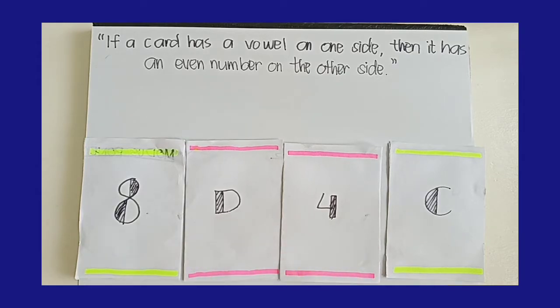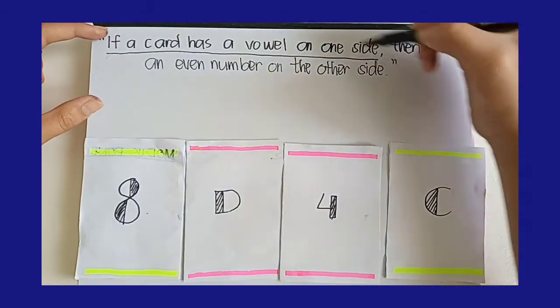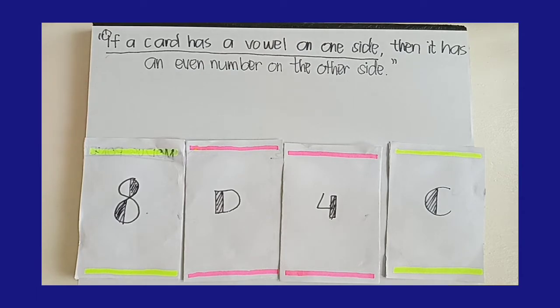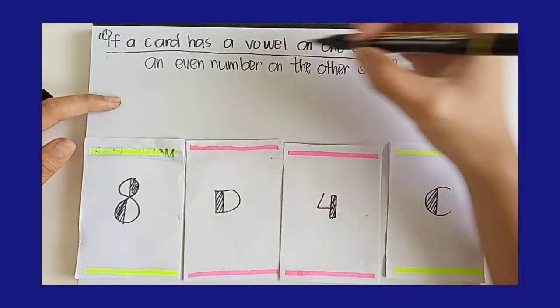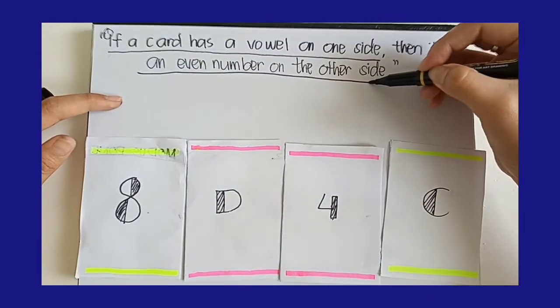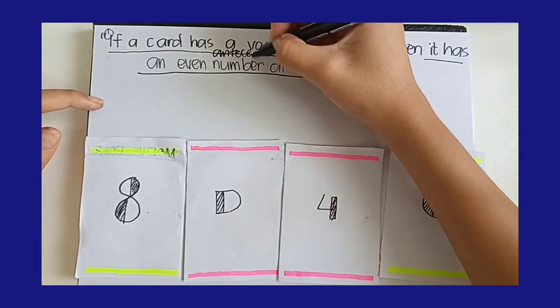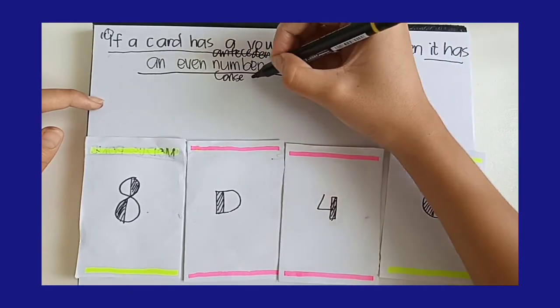The statement we're aiming to test is a conditional statement. So in here, we have two parts. If a card has a vowel on one side, that is our first statement. The second one is, then it has an even number on the other side. That is our second statement. The first statement is what we call the antecedent, and the second statement is what we call the consequent.